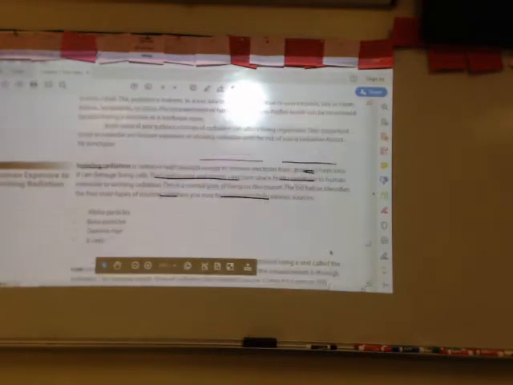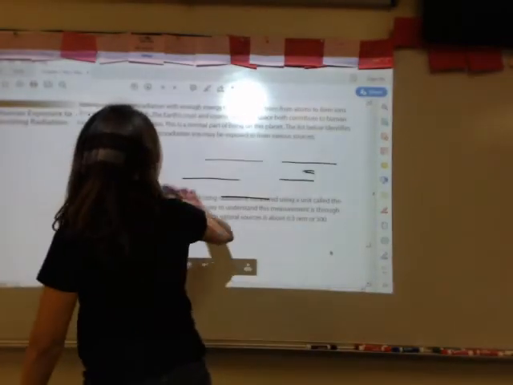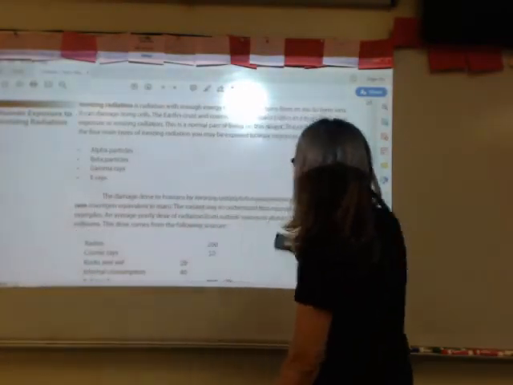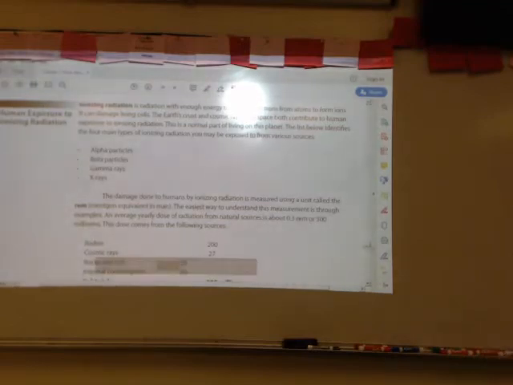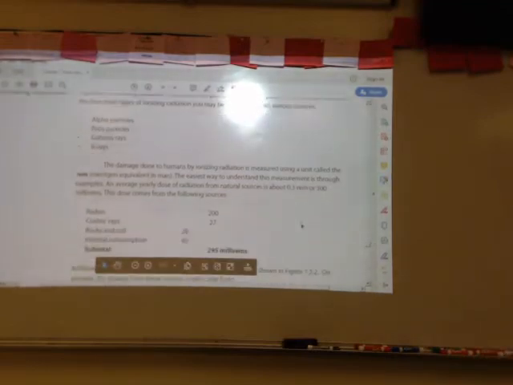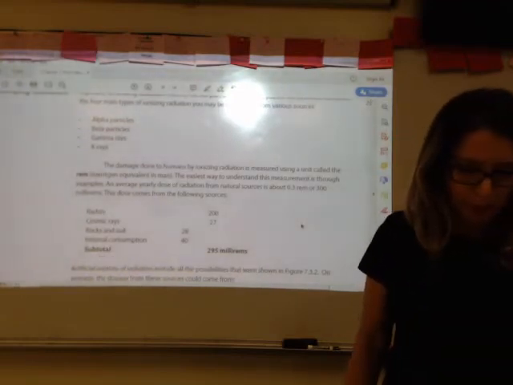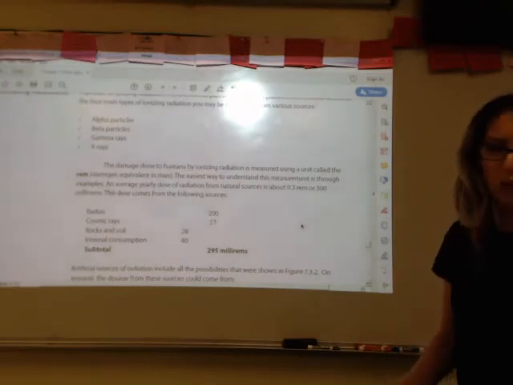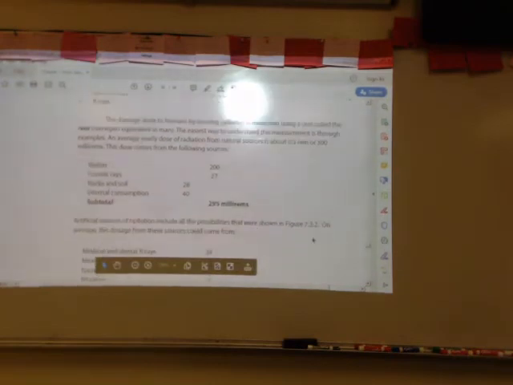Let's take a look at the next section: human exposure to ionizing radiation. Radiation with enough energy to remove electrons from atoms to form ions is known as ionizing radiation, and it can damage cells. There are 4 types of ionizing radiation that you may be exposed to: alpha particles, beta particles, gamma rays, and X-rays. The Earth's crust and cosmic rays from space contribute to human exposure to ionizing radiation.